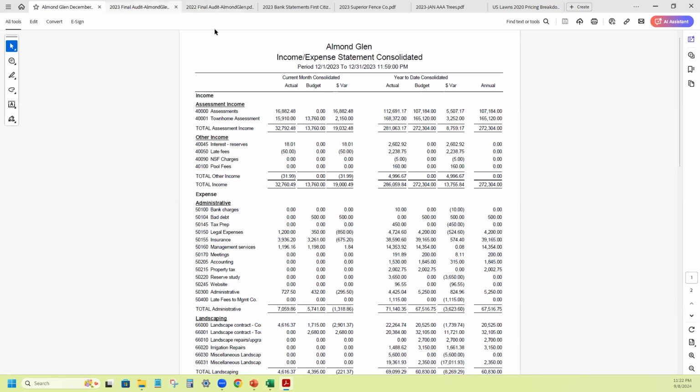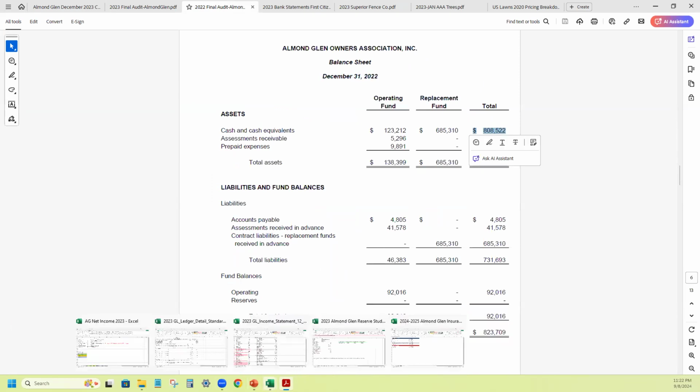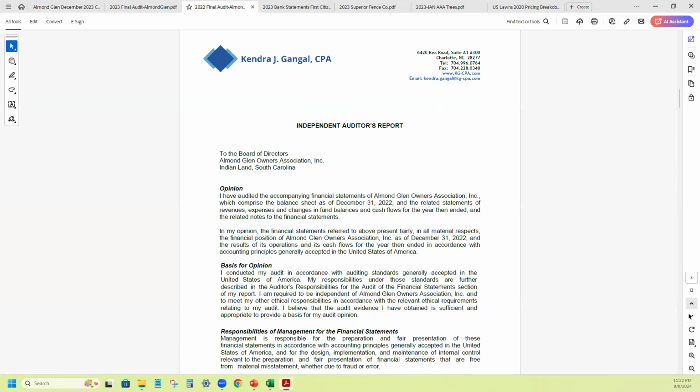So the way to calculate our total cash fluctuation from the beginning of the year 2023 to the end of the year 2023 is, first of all, to look at the beginning of the year cash in 2023, which is on our end of year 22 statement: 808,522. So the association had 808,522 in cash. This is an audited balance, right? We get this from the independent auditors' report. It's the highest level of financial assurance.